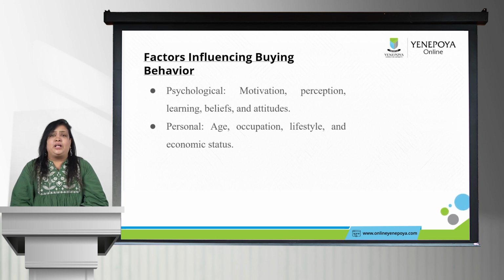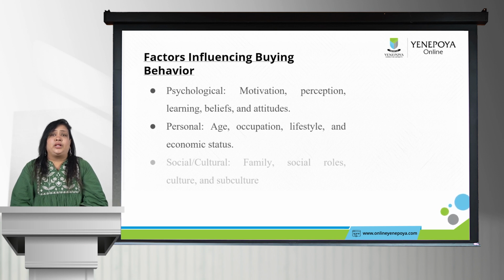Lifestyle. Lifestyle reflects an individual's way of living influenced by their interests, values, and activities. A health-conscious consumer may prefer organic and eco-friendly products. Economic status. Income levels and financial stability significantly determine purchasing power and product choices. High-income groups may focus on premium brands, while low-income groups prioritize affordability.